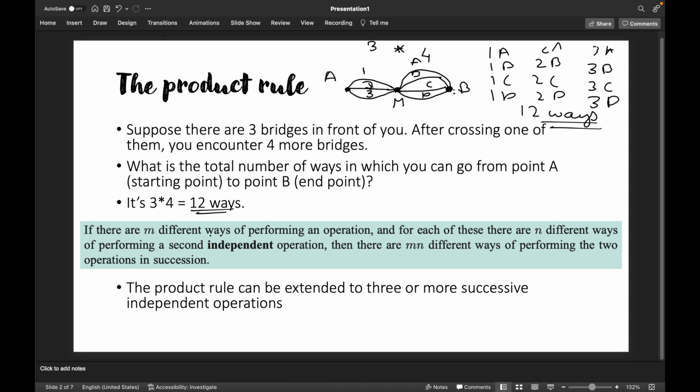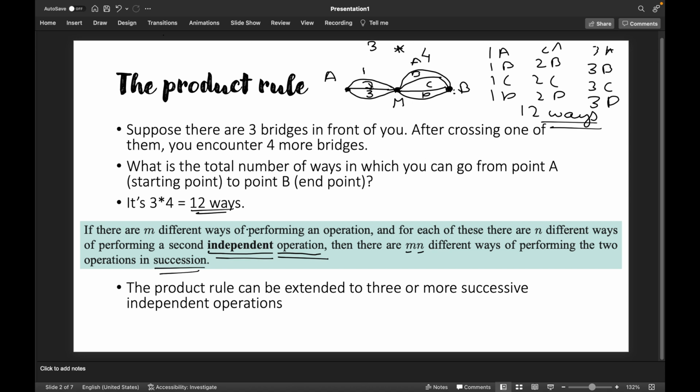If there are m different ways of performing an operation, and for each of these there are n different ways of performing the second independent operation, this is extremely important. The reason why is because imagine if you took route A, you will go to a different bridge. Then the events are not independent. And so therefore, it has to be an independent operation. Then there are mn different ways of performing 2 operations in succession. Also, it has to be in succession, one after the other.